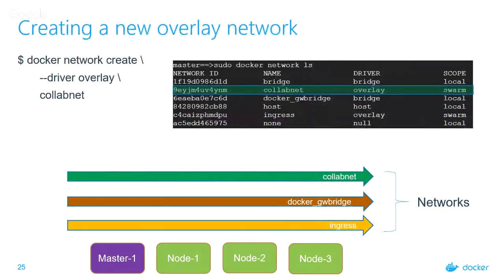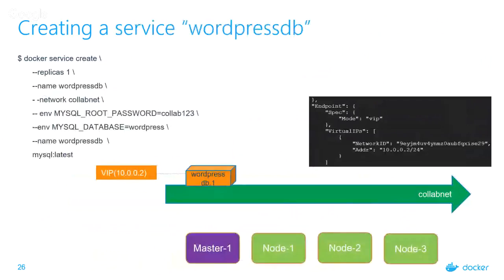So let's start with creating a new overlay network. Say docker network create with driver as overlay and collabnet. This creates an overlay network. Now it's time to create a service. I am going to create a WordPress application, with WordPress DB as the backend. So you say docker service create, with replica 1. So I need one copy of this particular service under the network collabnet, and I have specified a few environment variables. This uses a MySQL database.